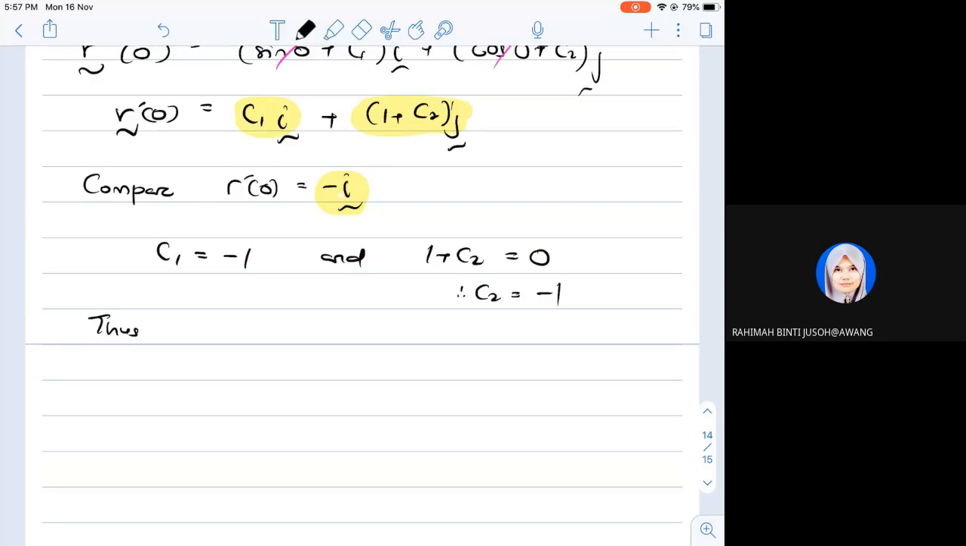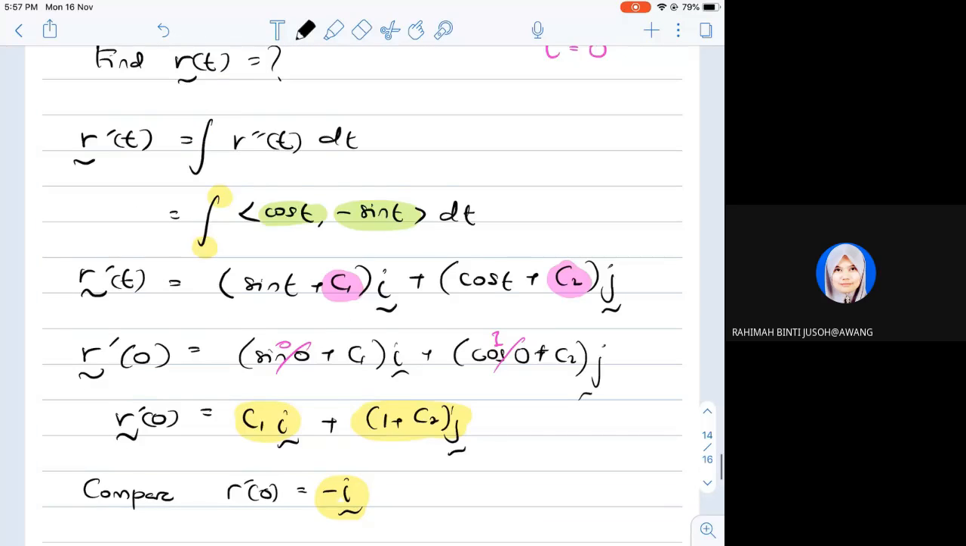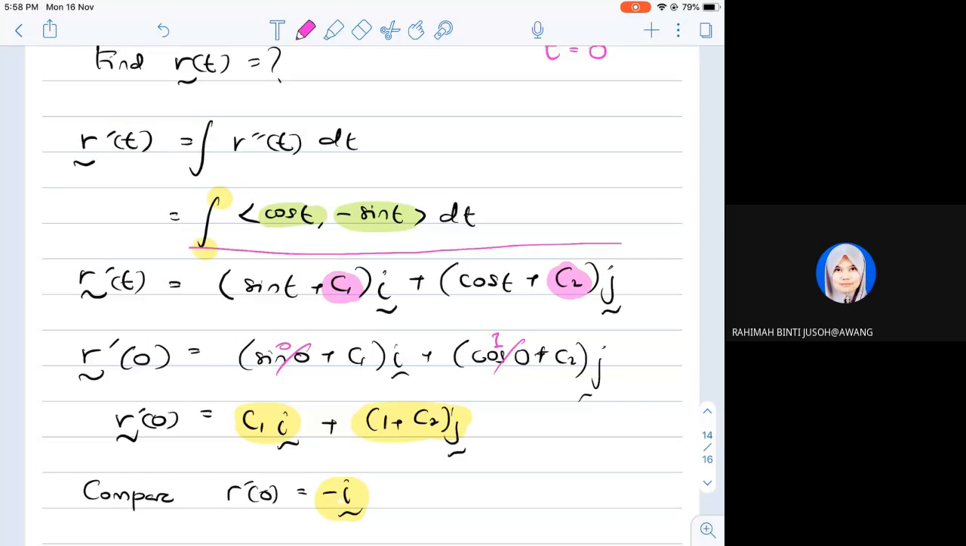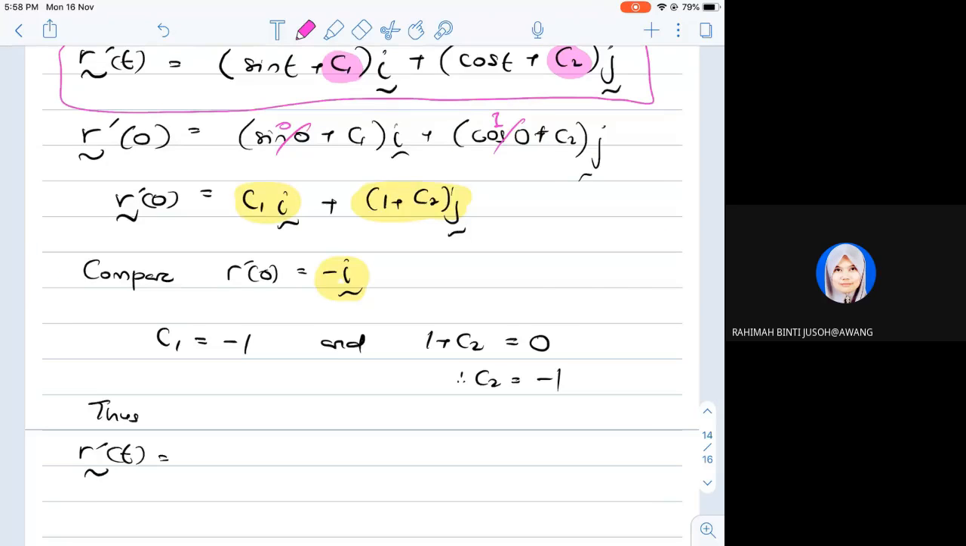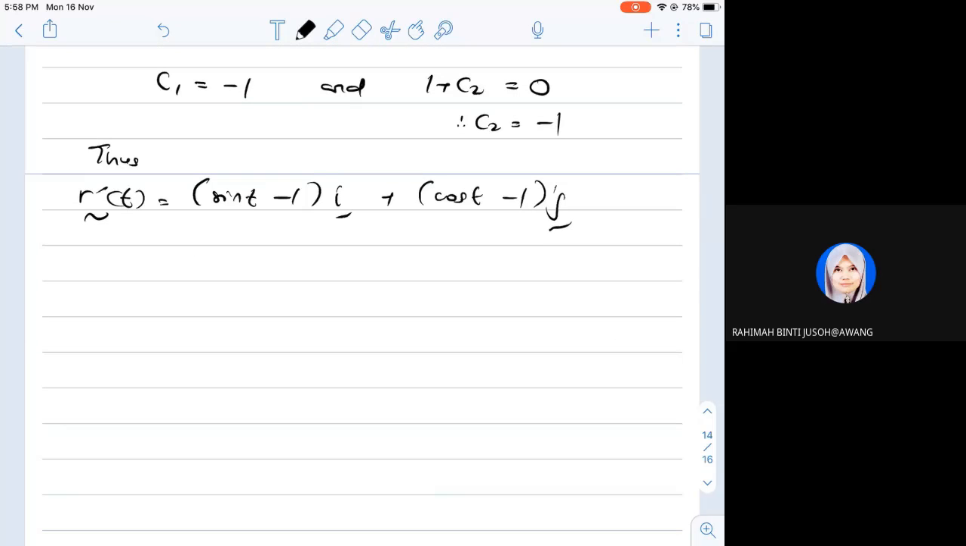Thus, we need to substitute into the R prime T yang kita dapat mula-mula tadi. Dalam ni, we need to substitute here. Sebab C1 dengan C2 tu kan. So kita kena substitute, then we will get sin T plus C1. C1 is negative 1. So minus 1I. And then plus cos T minus 1J. Like this. Okay. So this is R prime T. Tak siap lagi? Tak habis lagi. Sebab soalan nak RT.